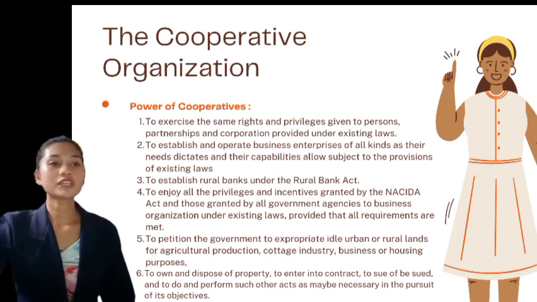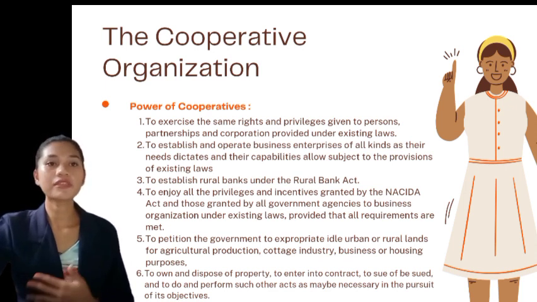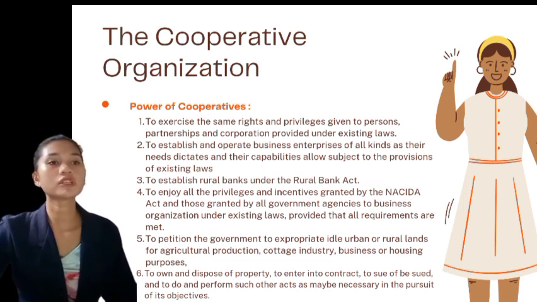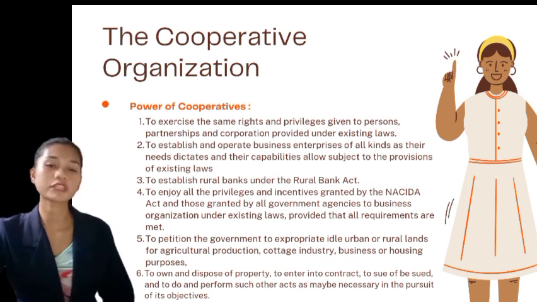Then the fourth is to enjoy all the privileges and incentives granted by the NASIDA Act and those granted by other government agencies to business organizations under existing law, provided that all requirements are met. So the fifth is to petition the government to expropriate either urban or rural lands for agriculture, production, cottage industry, business, or housing purposes.